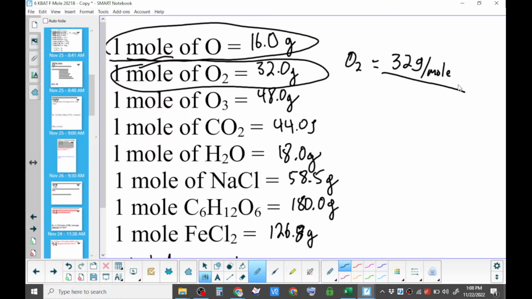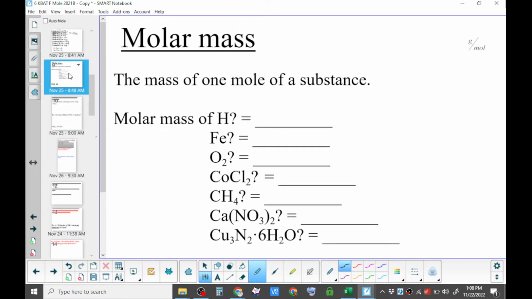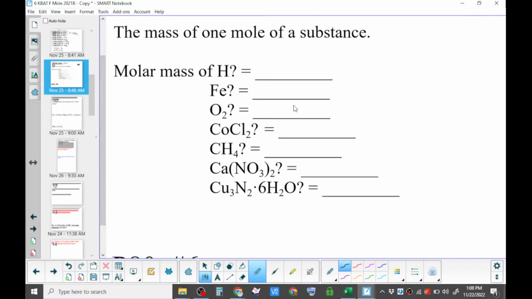So if I have 2 moles, how much will it weigh? 64 grams. Now we're going to show that and have units. But if I had 16 grams, how many moles would I have? About half a mole. So we can now use this for calculations. This is known as molar mass, grams per mole. Now that we've done that, do it for these ones.